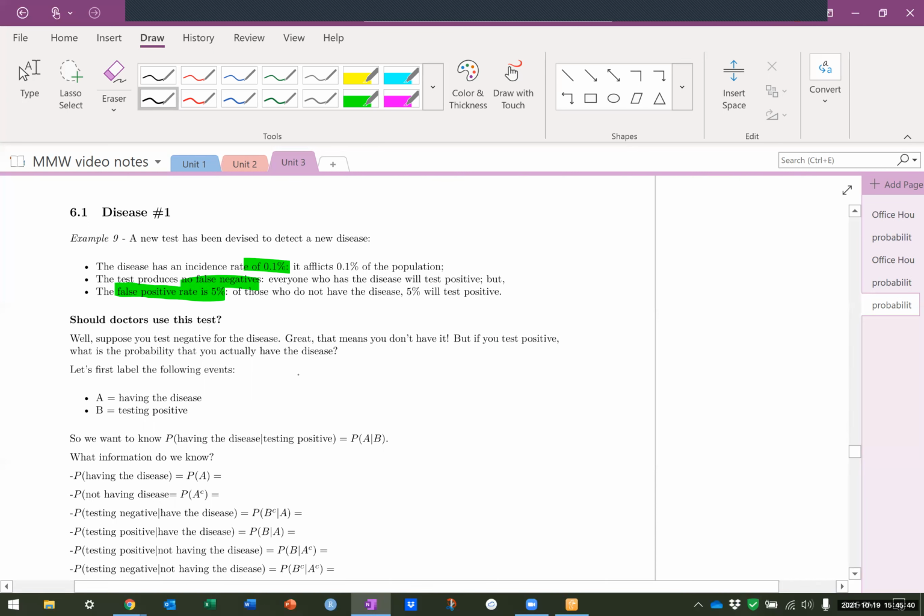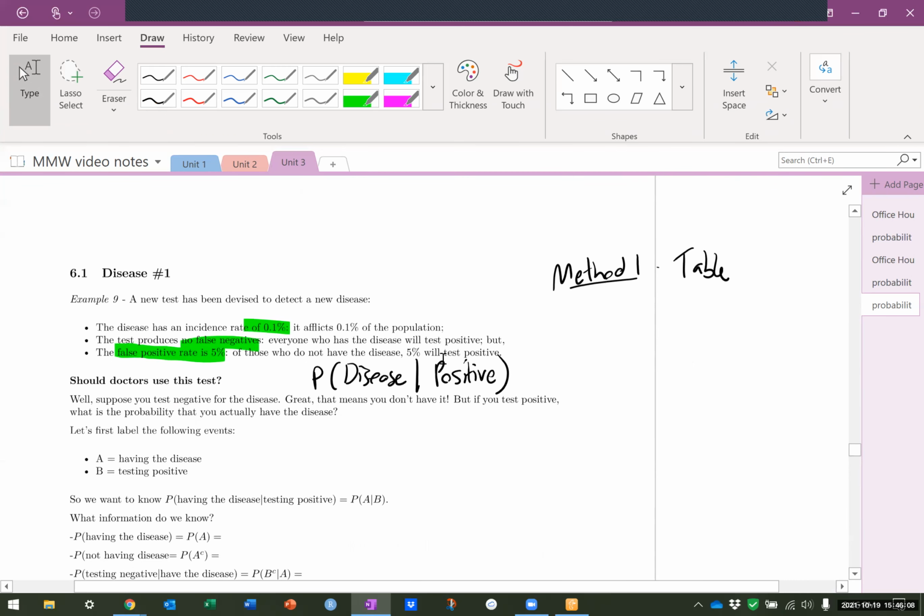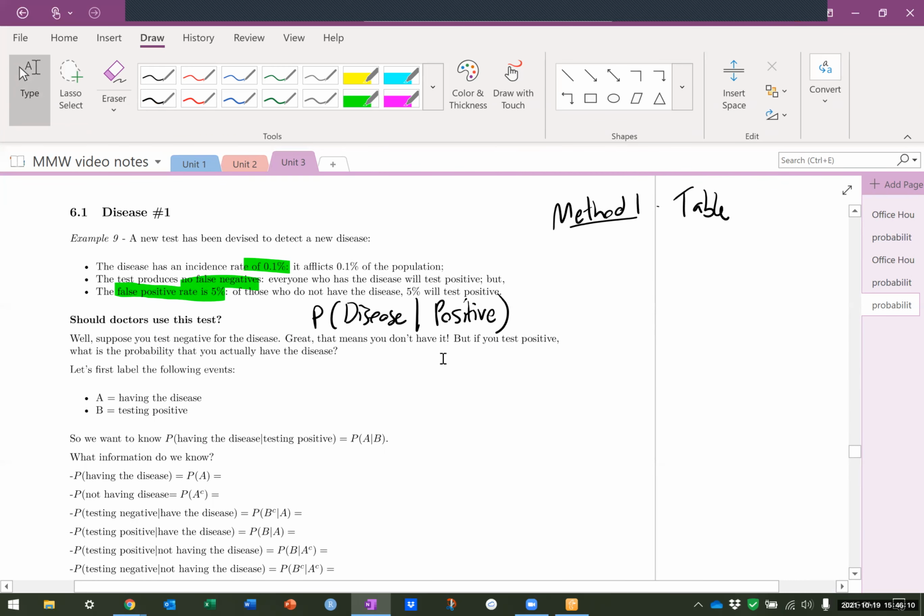What we really want to know is the probability of having the disease given that you test positive, right? If you test positive, there should be a high chance that you have the disease. And so we'll see with this problem how this works. I'm going to show it two ways. Method 1, I'm going to use a table. Method 2, I'm going to use this actual formula up here. So I'm going to let you choose which method you think makes the most sense.